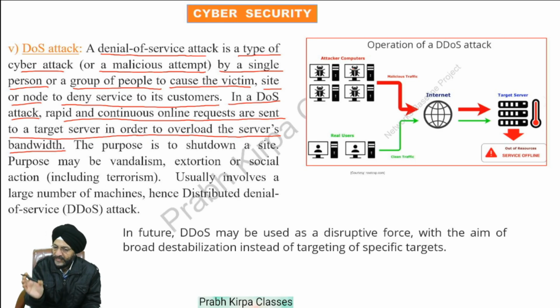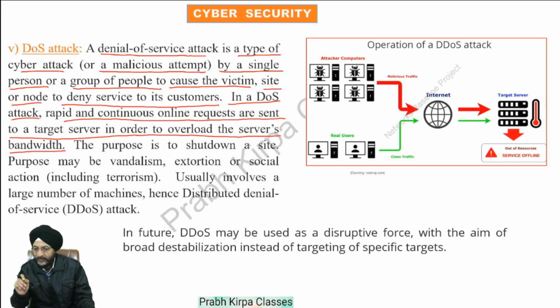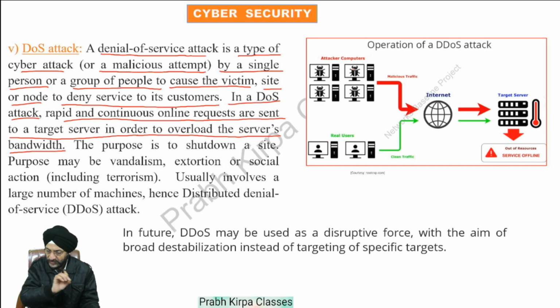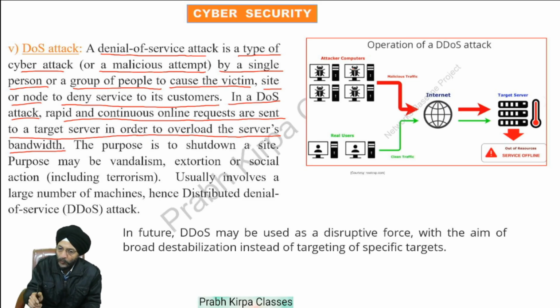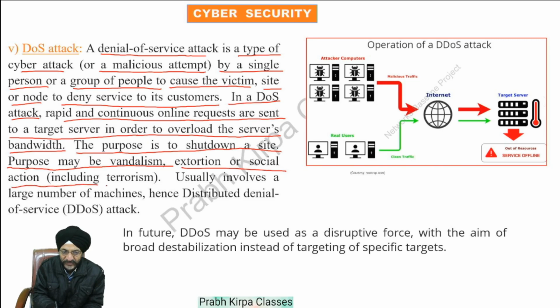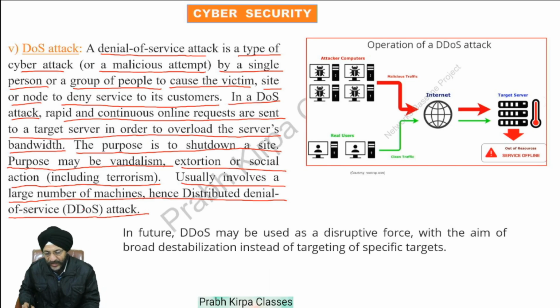Suppose a site is able to handle only 10,000 requests at one time, and the hacker targets the said site with more than 50,000 or 1 lakh requests. Then the server or the site will most likely crash and will not be able to provide service to its customers. So the purpose of this type of attack, that is DoS attack, is to shut down a site. The purpose of this attack may be vandalism, extortion, or social action, including terrorism. It usually involves a large number of machines, hence distributed denial of service attack, that is DDoS attack.